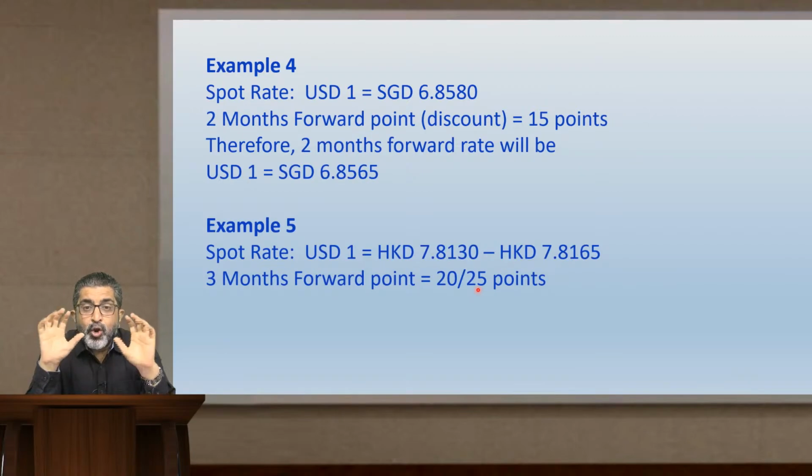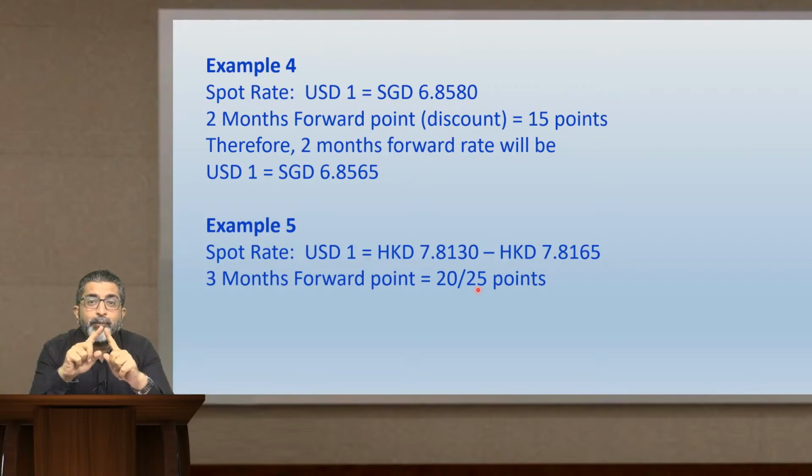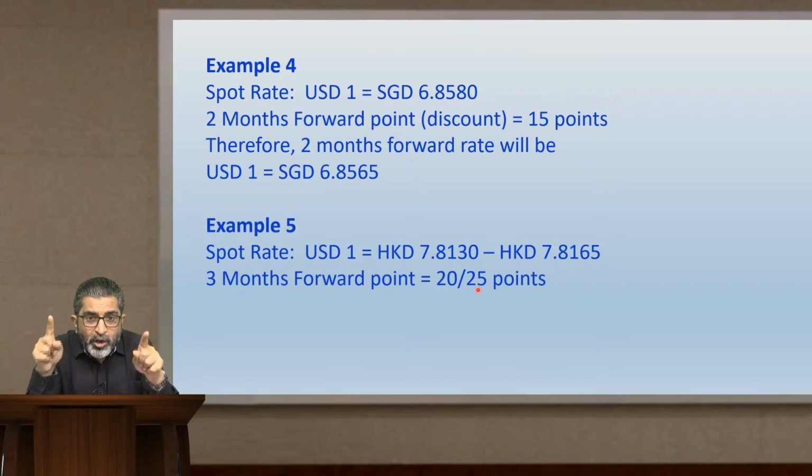That means competition among dealers in the spot market is very high. Competition among dealers in the forward market is substantially low. Therefore, of the spreads that you find in spot and forward, the spot spread will always be less and the forward spread will always be greater. You interpret this as premium points. Premium points means these points should be added. Add 20 points to 8130, it will become 8150. Add 25 points to 65, it will become 8190.